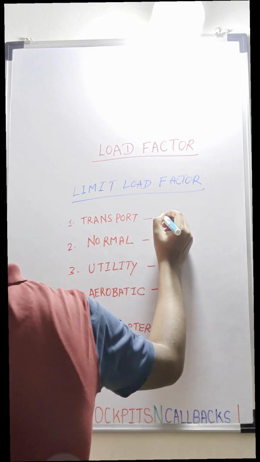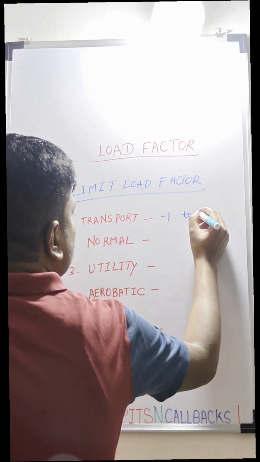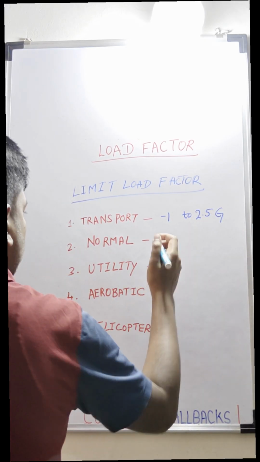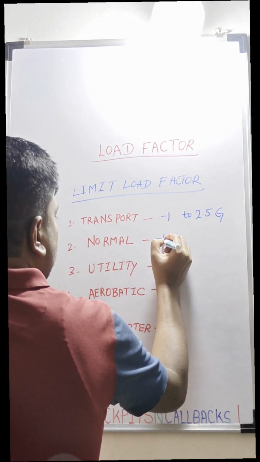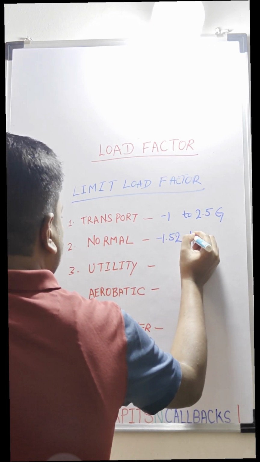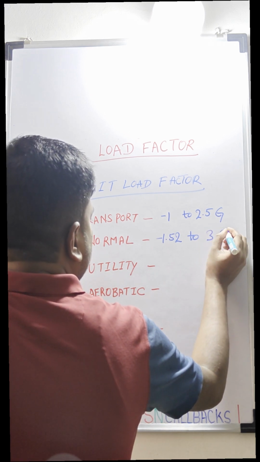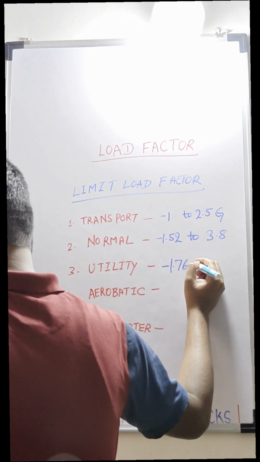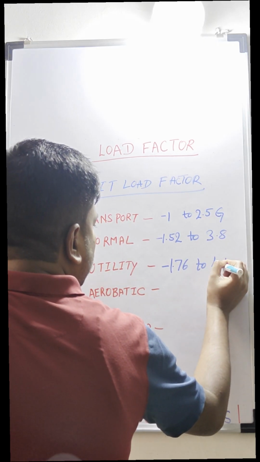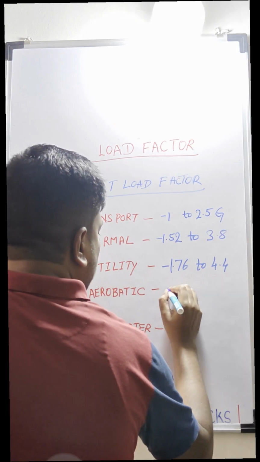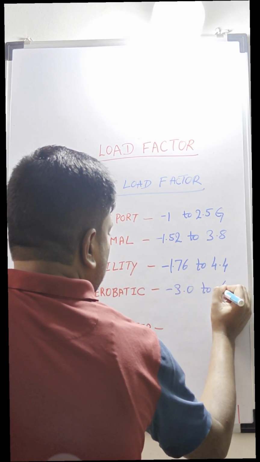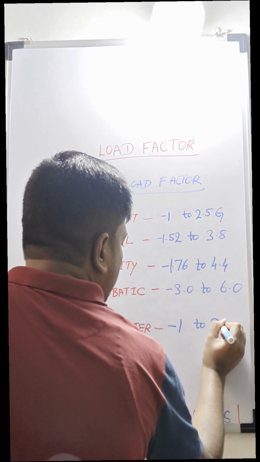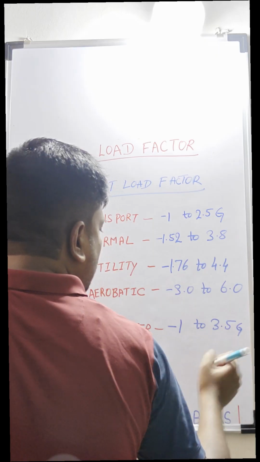So for transport it is -1 to 2.5 g, and again this g is the number of times. Then -1.52 to 3.8, then -1.76 to 4.4, then -3.0 to 6.0, and this is -1 to 3.5 g, right?